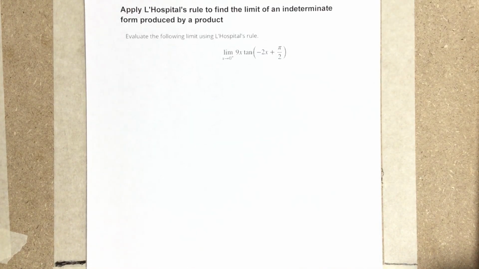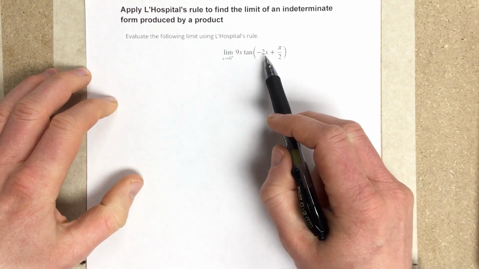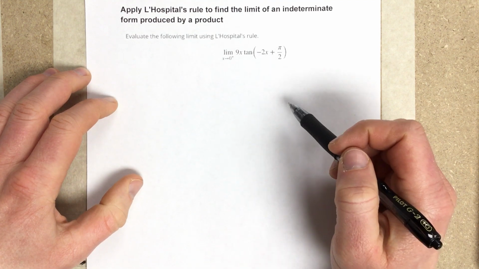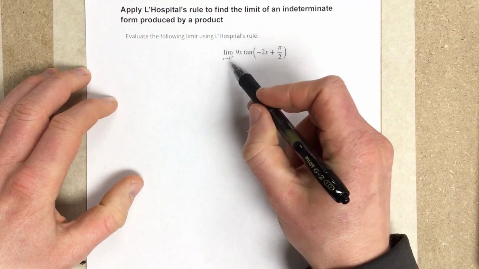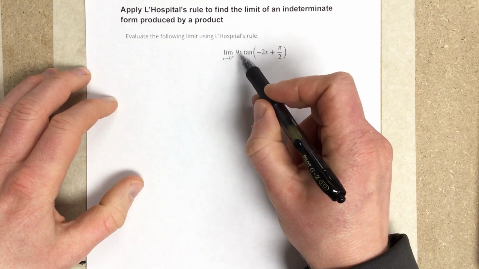In this video, we're going to apply L'Hopital's rule to find the limit of an indeterminate form produced by a product. It says evaluate the following limit using L'Hopital's rule. Limit as x approaches 0 from the right of 9x tangent negative 2x plus pi over 2. So if we plug in 0 for x, we get 0 here.